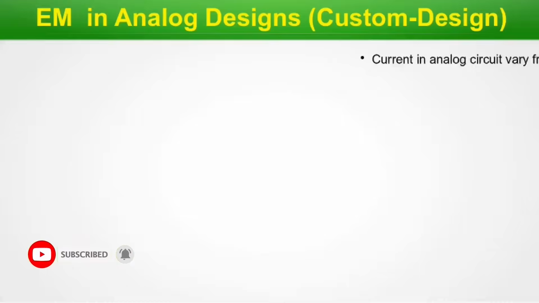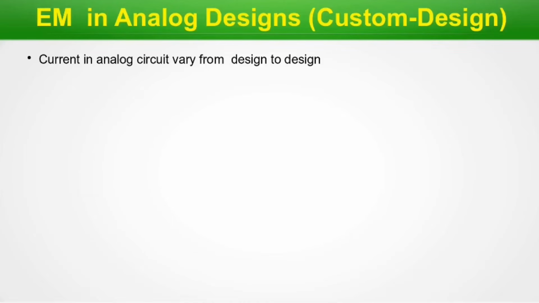Now let's see what things we do and the nature of the analysis. In analog designs, EM has a unique flavor because currents in analog circuits vary from design to design. If your design is a PLL, it will be different. If your design is a bandgap, it will be different. If it's a DC-DC, it will be different. So for each design, the levels of current will be different. It can vary from nanoamps to a few amps.